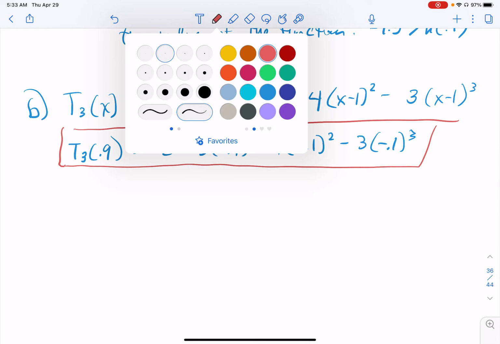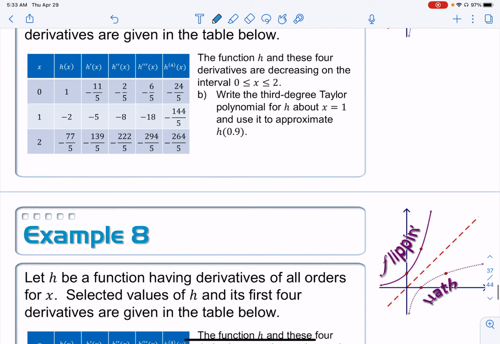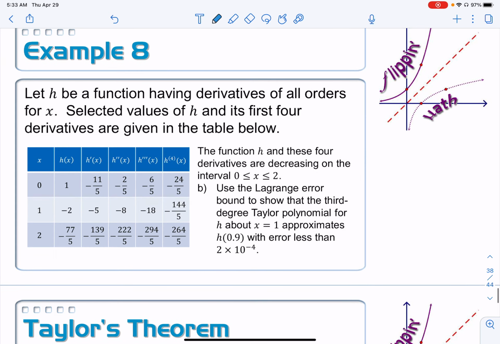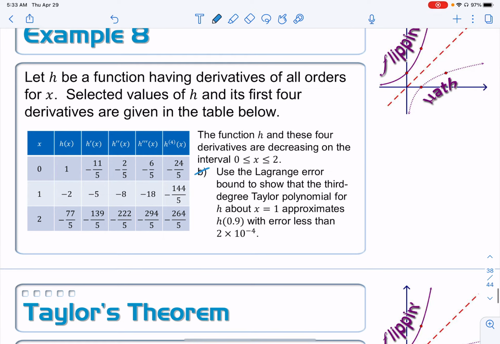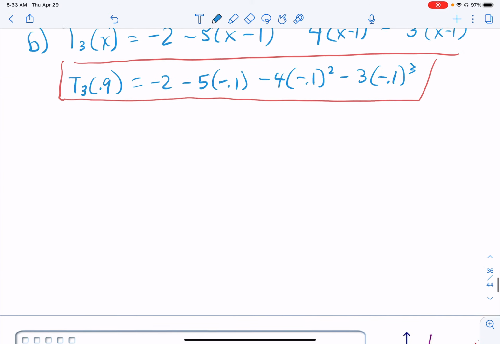All right, so that means that one's done, and we have one final part, and I have a bad feeling about this. It says part B again, which I'm pretty sure C comes after B most of the time. Use the Lagrange error bound to show that the third degree Taylor polynomial for h about x equals 1 approximates h of 0.9 with error less than 2 times 10 to the negative fourth. Fantastic. So here, let's talk about Lagrange again.